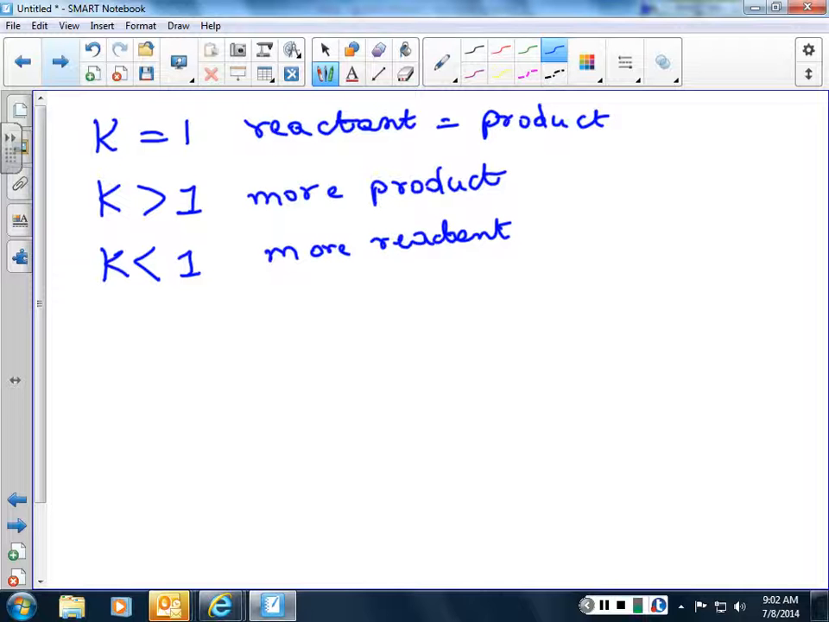So you need to know two things. One, how to write the expression, and then you need to say if it is greater than 1, less than 1, or equal to 1, whether you have more reactant, more product, or they are equal. So that completes your 7.3 section. Only two things you need to know: how to write the K expression and how to predict which is more. Now let's do the next section, 7.4, which is related to this concept.